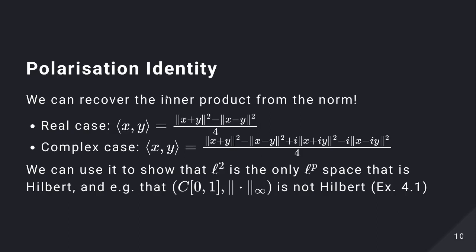And the nice part about this is that we can actually use this to show that, for example, L2, the square summable sequences, is the only Lp space that is Hilbert. And for example, we can also use it to show that the space of continuous functions defined on the interval 0 to 1 with the sup norm is not Hilbert, and this is exercise 4.1. So this is pretty useful because you can use it to show that some space is not in fact a Hilbert space. So this goes back to your question, Gorkenglass, about whether we can show that some other space is or is not Hilbert. This would be the easy way to do it, actually.